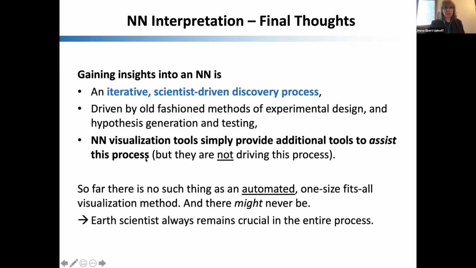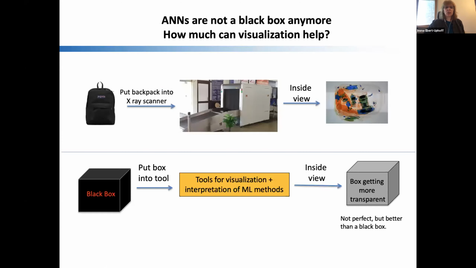It's like a microscope for a biologist. It doesn't do the science for you, but it lets you look at things that otherwise you wouldn't see. So the earth science always remains crucial in the entire process. How much can you get? Well, I like to compare to scanning a backpack through an X-ray scanner. You put your backpack in over here, you put it in your X-ray scanner, you get an inside view.